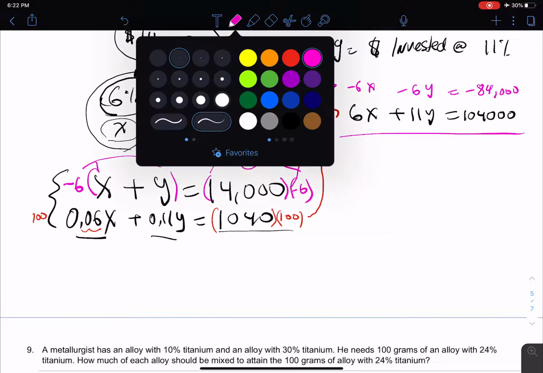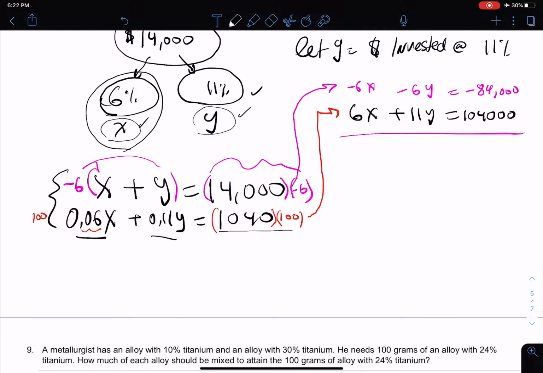Okay, now let's go ahead and add those two up. And this is what we expect to happen right here, right? The negative 6x and positive 6x zero out. And 11 plus a negative 6 gives us 5y.